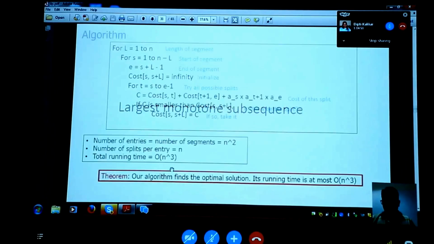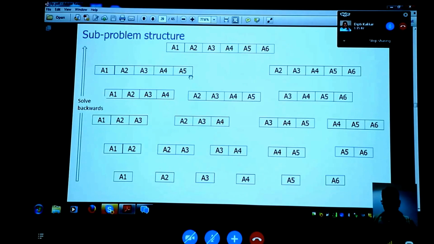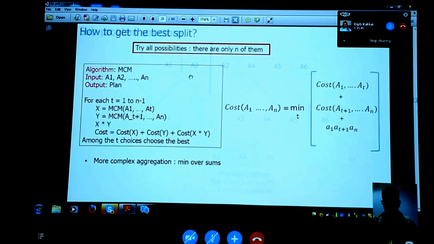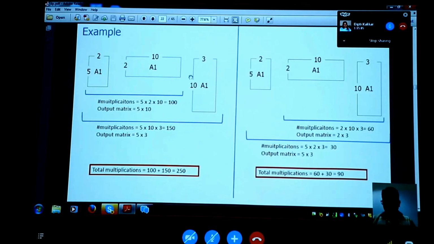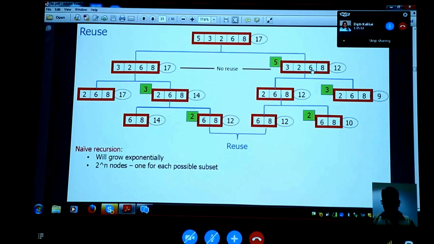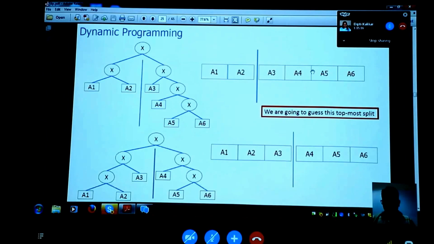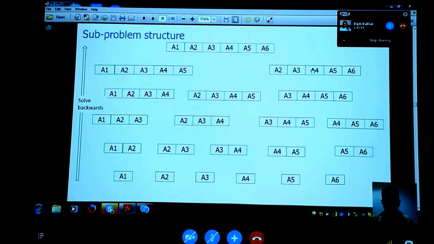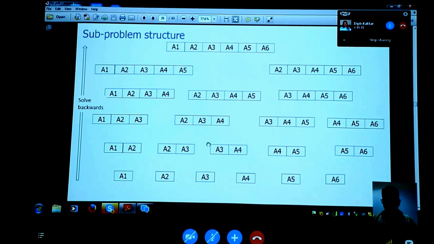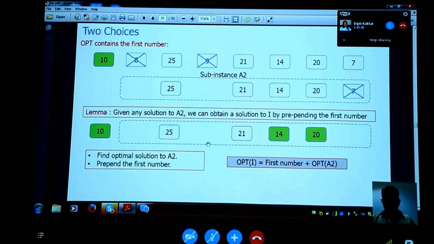So this was my subproblem structure for matrix chain multiplication. They were all contiguous segments, which was nice. In the case of subset sum, it was even better. It was just suffixes, which is nice. Matrix multiplication was a little more complex. It involved segments, but it was at least contiguous. But this problem is a bit different. It's not contiguous even.